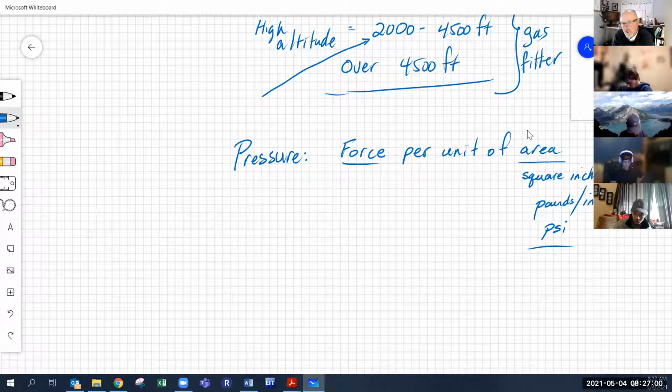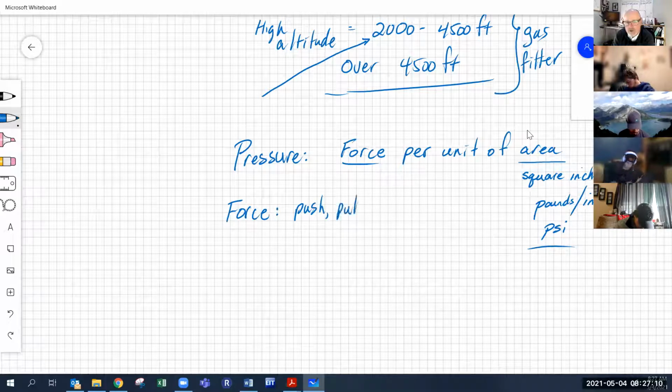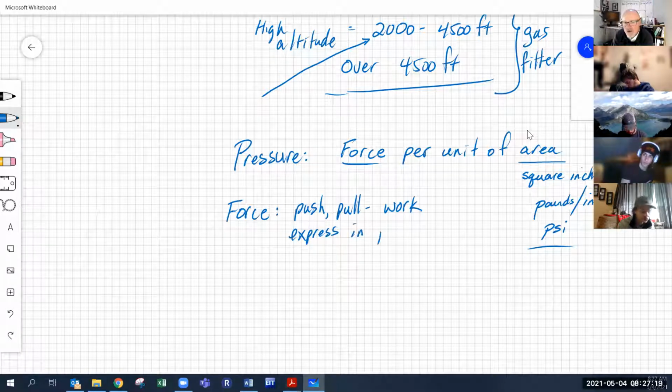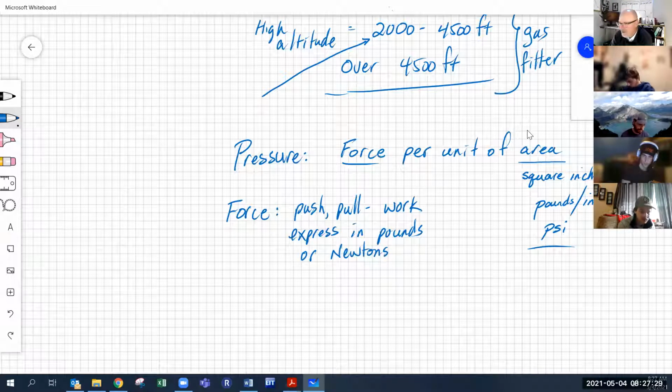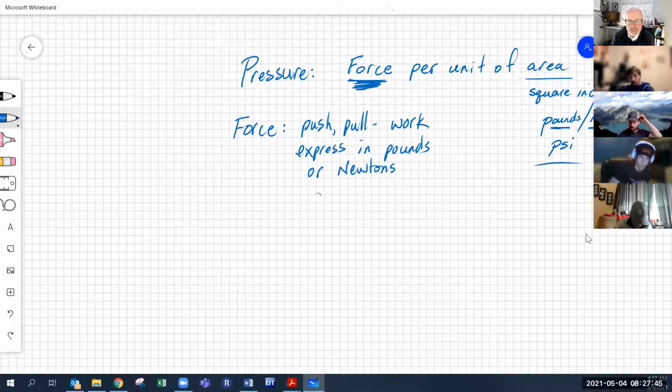Now, we need to know what force is then. So the definition of force is actually a push or a pull, or sometimes it's called work. And we express force in pounds or metrically, newtons. That's how we typically express force. So pressure is force per unit of area. This is where we get pounds per square inch, and that to me makes sense.